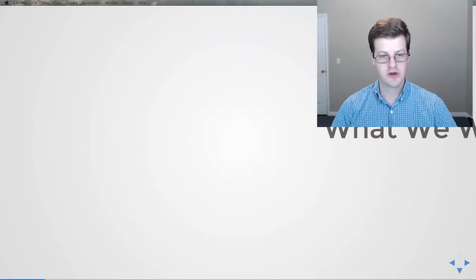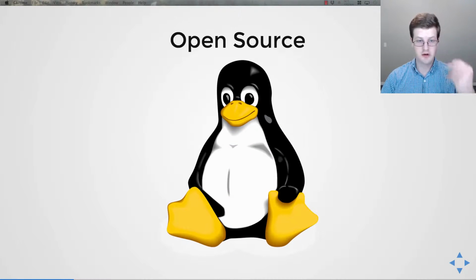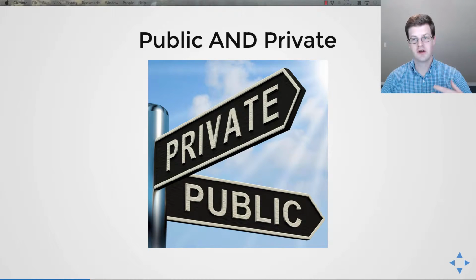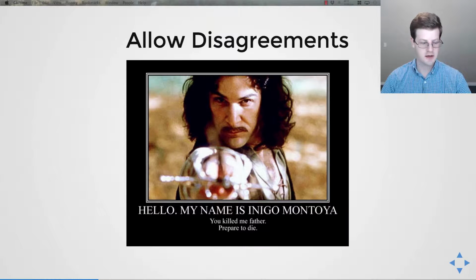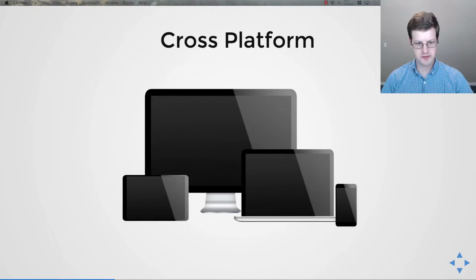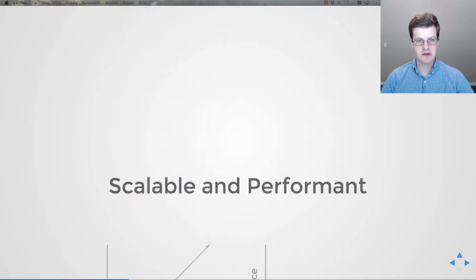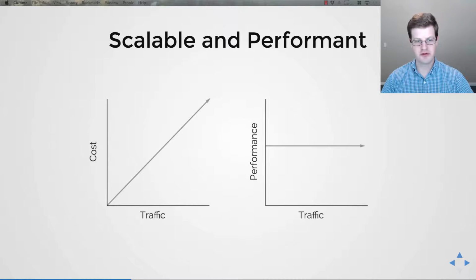But anyway, on to the Trepo Overview. So I went through and fleshed out the what we want aspects. You know, we have open source. I want it versioned. I want to allow public and private to be able to collaborate and things like that. I want to allow disagreements. I want it to be able to be distributed. I want it to be cross-platform. I want it to be extensible. I want it to be scalable and performant. So as traffic goes up, cost goes up linearly, and as traffic goes up, performance stays the same, at the level we want.